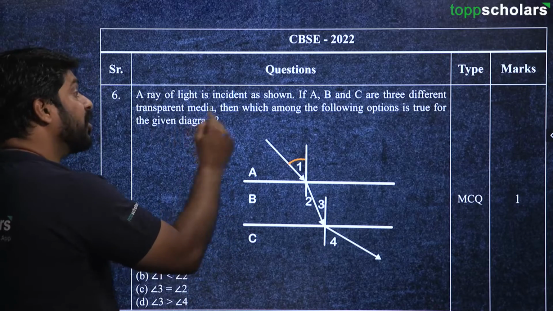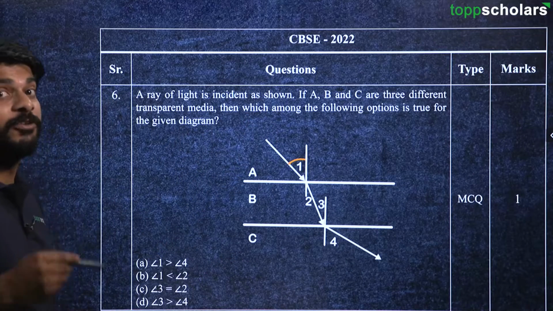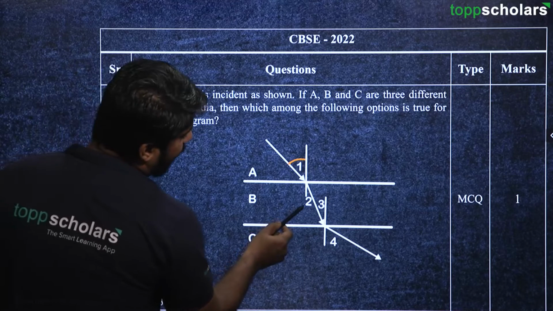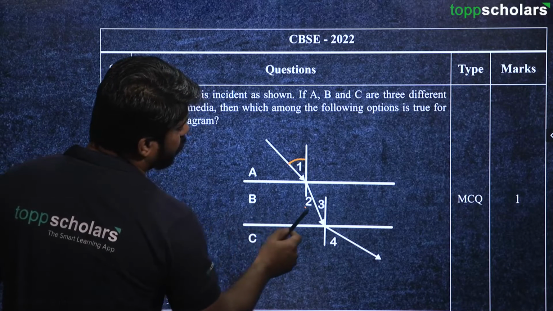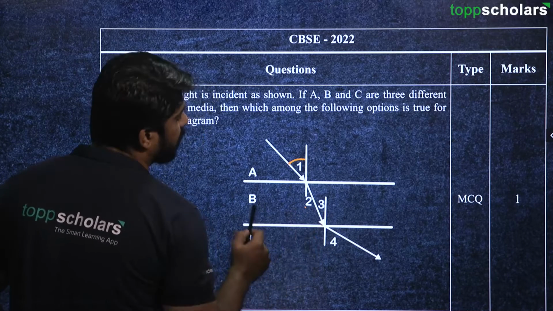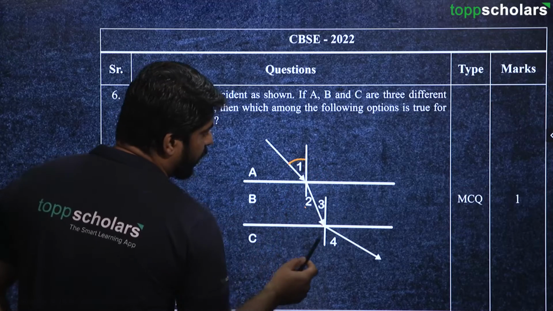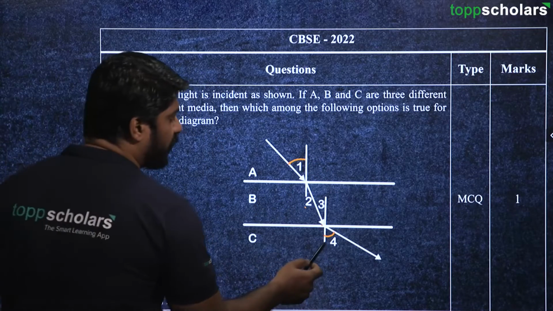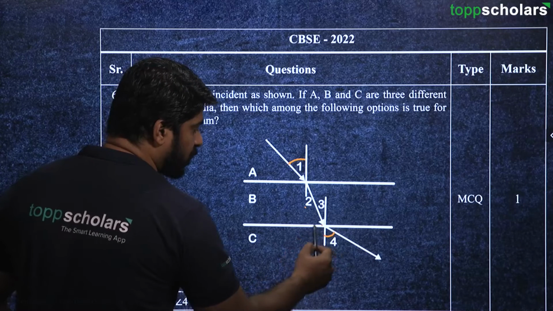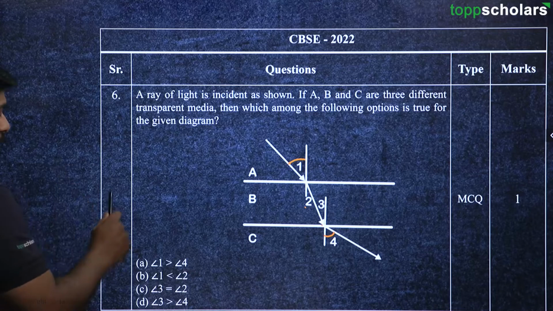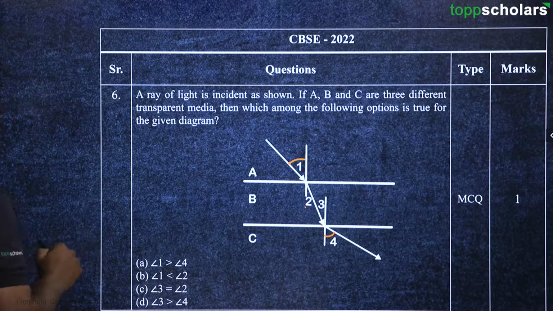These are the 3 different media, that means they are having different refractive indices. Now this is the angle of refraction, which is named as 2. This is the angle of refraction, or we can say angle of incidence here, which is 3, and this is the angle of emergence which is 4, or we can say it is the angle of refraction for this particular interface. So we have to find out the correct option here.